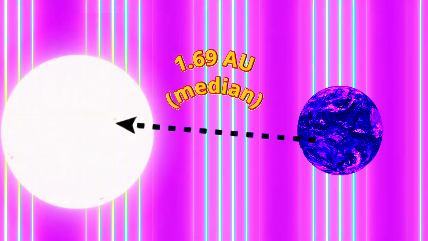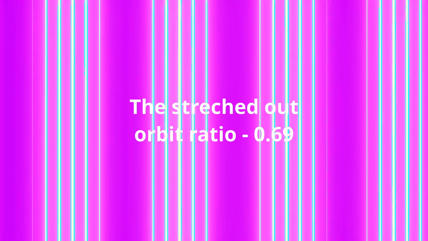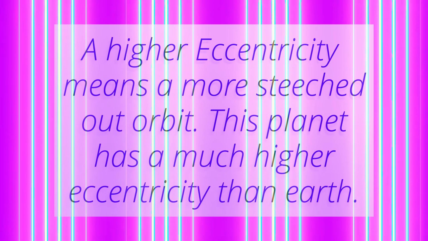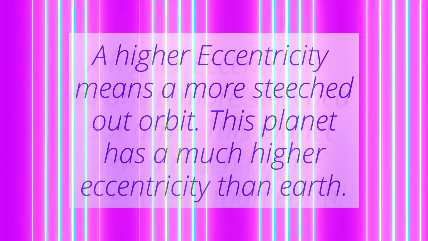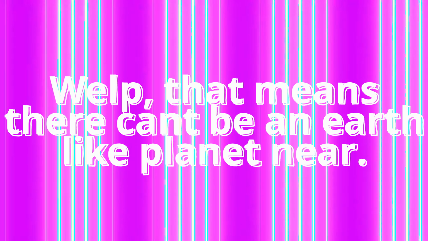The orbit of this planet is varied at 1.69 AU for the middle distance, but the stretched out orbit ratio is like 0.69. It's called eccentricity. For reference, Earth is about 0.0167. The higher the eccentricity, the more uncentered the orbit is and more stretched out the orbit is. So it's a weird shape. This could be due to Sig A's gravity influence. Unfortunately, this doesn't mean that there's no Earth-like planet. It's just impossible. Okay, and here are some last stats.